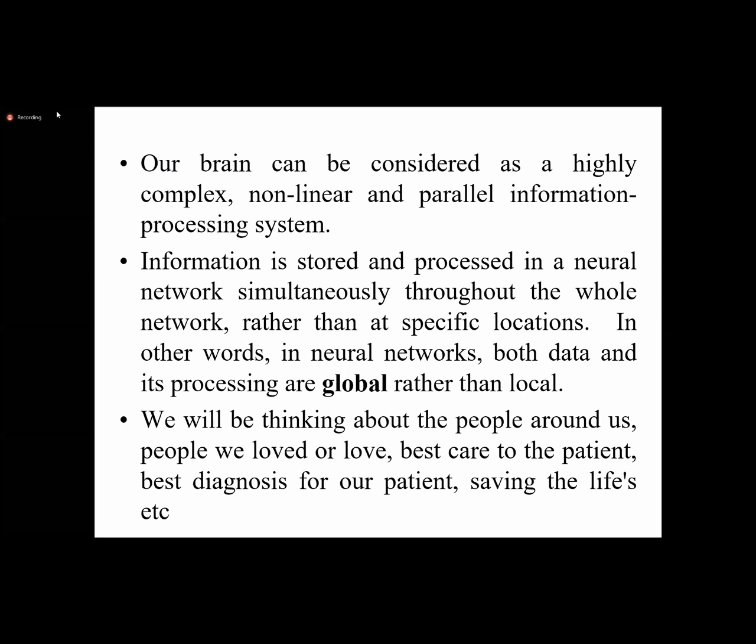Our brain can be considered a highly complex, nonlinear, parallel information processing system. Information is stored and processed in a neural network simultaneously throughout the whole network rather than at a specific location. In other words, in neural networks, both the dataset and its processing are global rather than local. So we will be thinking about the people around us, the people we love, the best care for the patient, the best diagnosis for our patient, saving the life, etc.